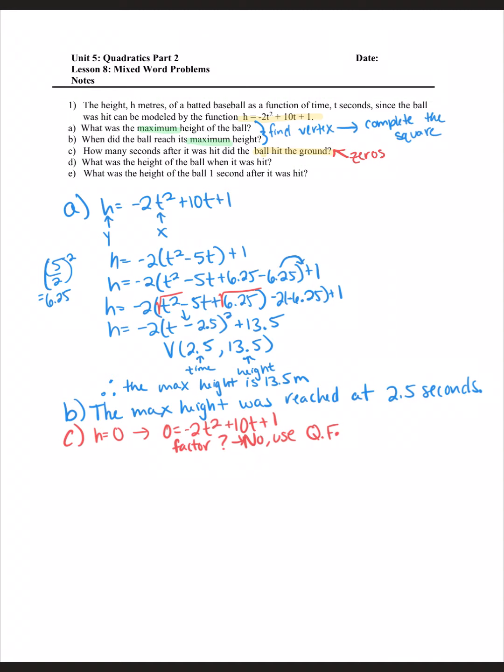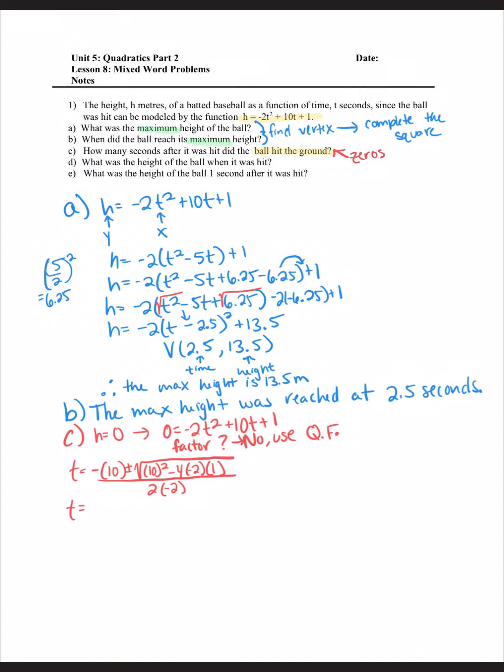Okay, so in this case, we're trying to find t. So we're going to say t is equal to negative b, well, b is 10 in this case, plus or minus the square root of our b value squared minus 4 times my a, which is negative 2, times c, which is positive 1. All of that is going to be over 2 times a.